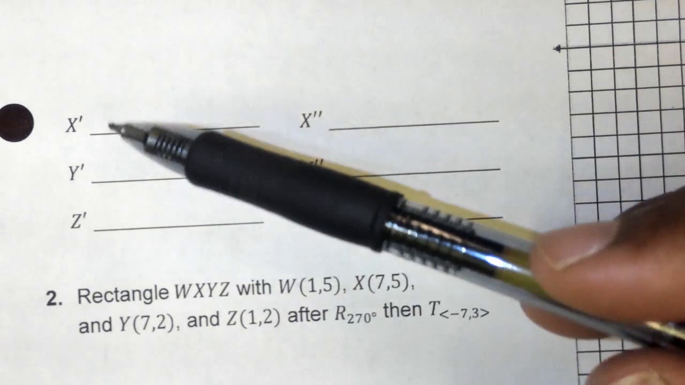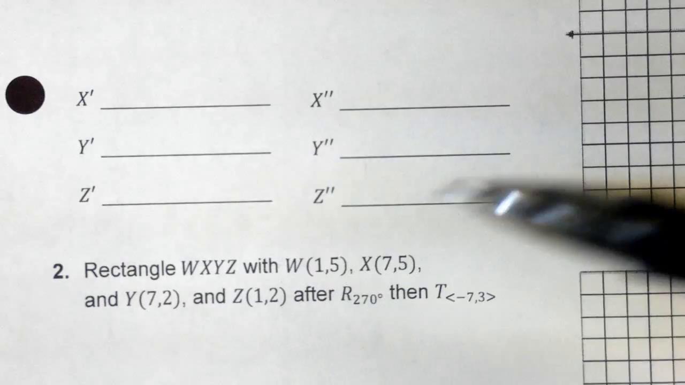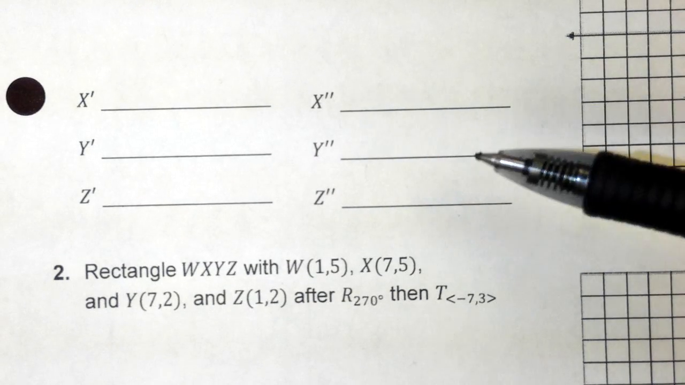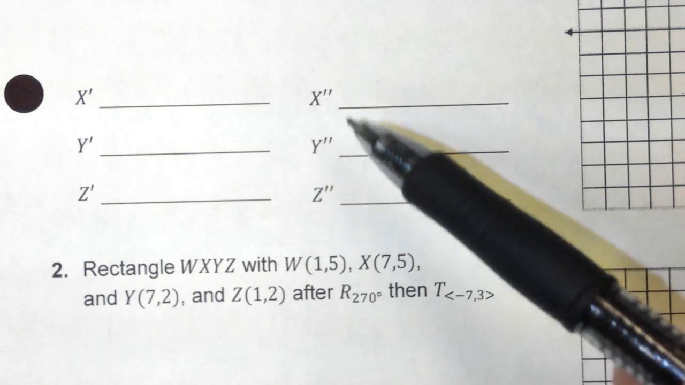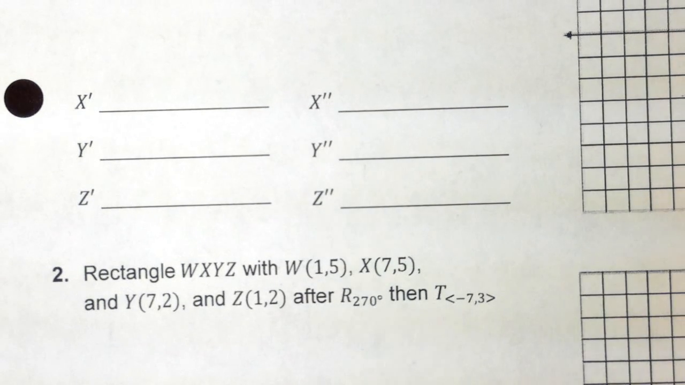But single prime notation is for your first image. Your second image is double prime. It's funny because I'm saying this, but then I may end up changing it up when I show you the stuff tomorrow. So when we put it on a graph, you have to have double prime notation just so you can know which images are which.